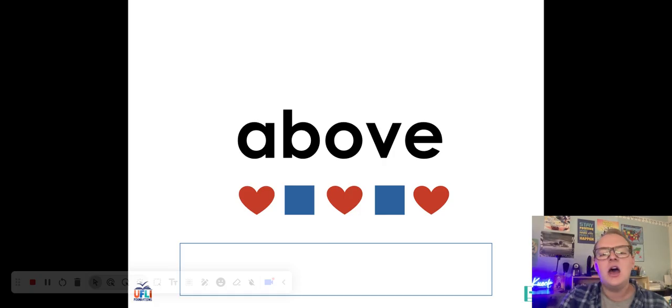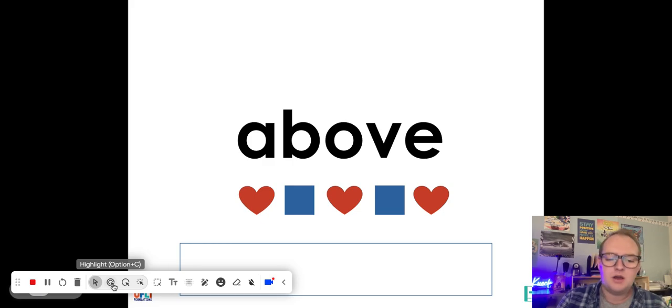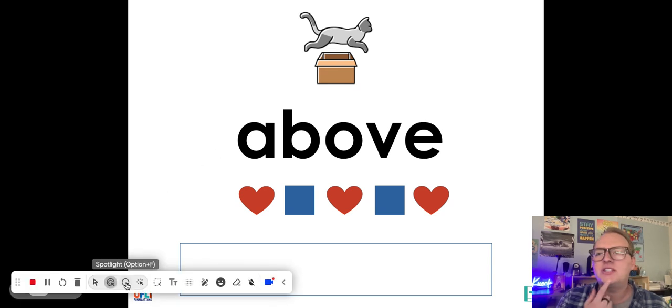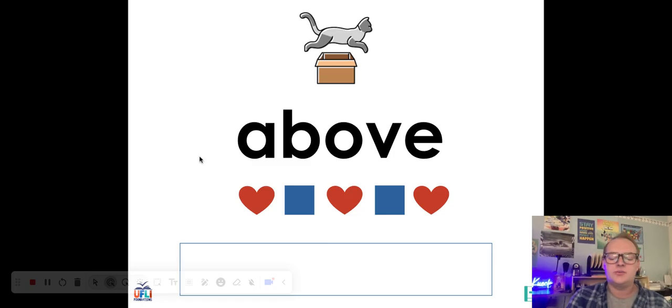So this word is above. Say above. Above. Now this one's a little tricky because we've learned about the schwa. We know about the schwa. And the schwa tells us that it's just kind of a lazy vowel, right? So A spells the schwa in this word.